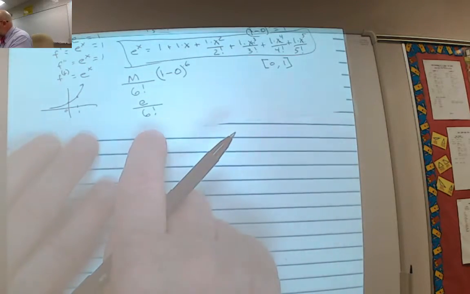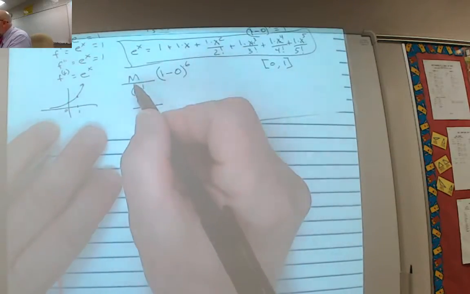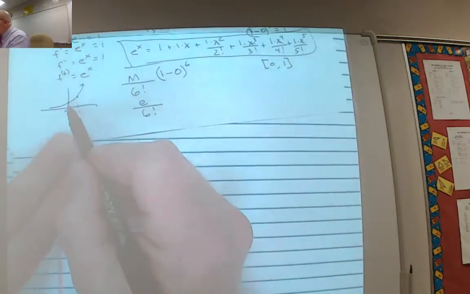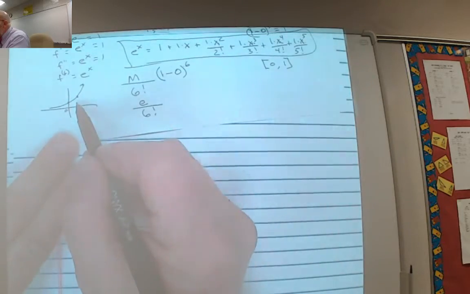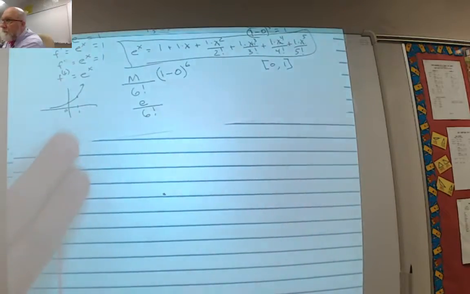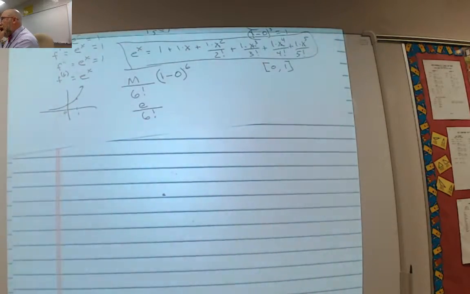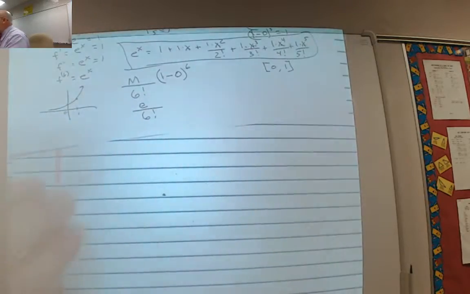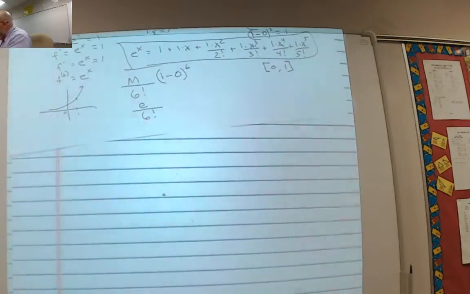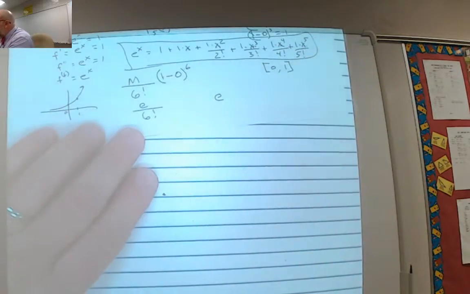Wait, so what's the M? M is e. M is your maximum. M is the maximum this derivative can be on that interval. So if it was like ln x, it would be different, which is what we're going to do. Okay? That's the worst case scenario error. So that's the difference between the actual value and what? Right, the difference between the actual value is e, correct?